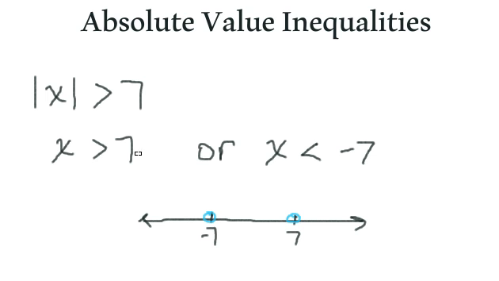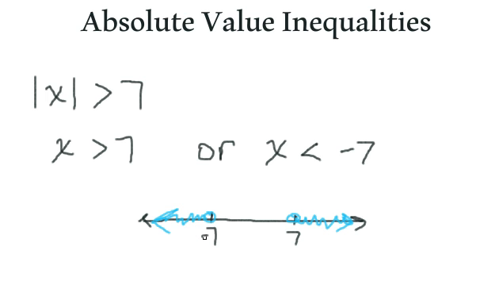So this says x is greater than 7. So that'd be all the values that are greater than 7. Like for example, 7.5 or 100 or 99, right? And then this one here says x is less than negative 7. So that'd be everything going in this direction. You can choose any number to the left of negative 7, except you can't choose negative 7.